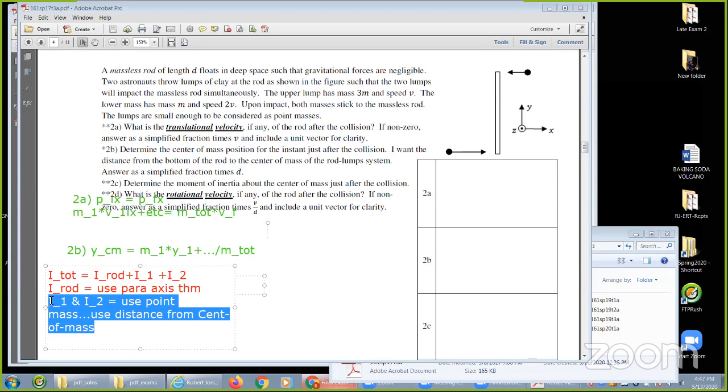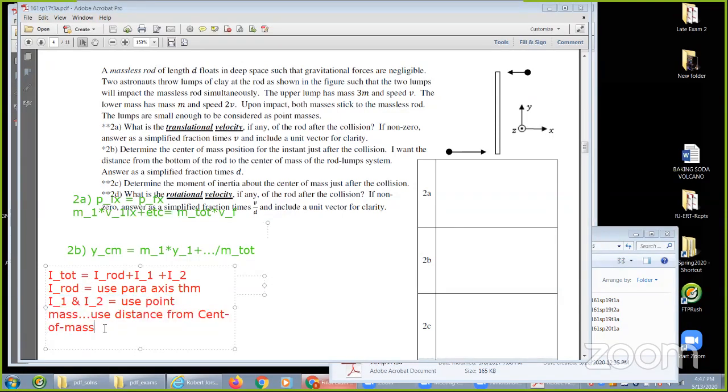Okay, notice for I1 and I2, you just use the point mass formula, but you do need to know the distance from the center of mass. That explains why that's only worth 2 stars. It's a lot easier if you notice that. Okay, cool. All right. And then what do you do for part 2D? Take a second to think, everybody. Give everybody a second to think before you dump anything in the chat.